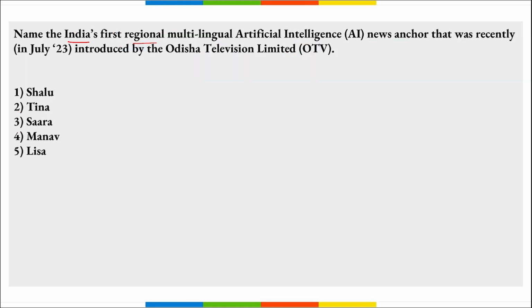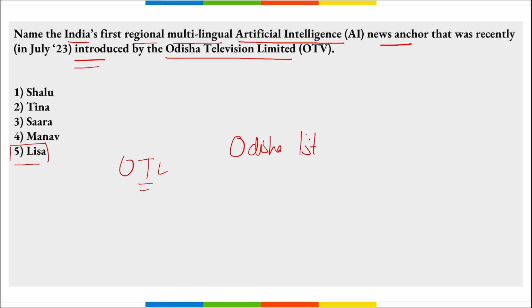Next, name India's first regional multilingual artificial intelligence news anchor that was recently introduced by Odisha Television. So the name here is Lisa. Right? Odisha Television Limited is an Odia based broadcast and digital media company in Odisha, and they have introduced India's first and Odisha's first multilingual AI news anchor that was named Lisa. Correct? And this Lisa can speak Odia, English and Hindi and many other languages too.